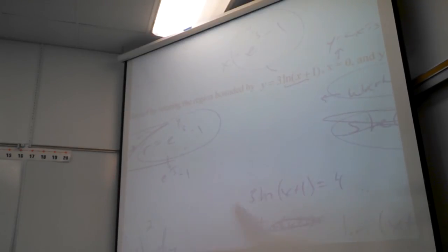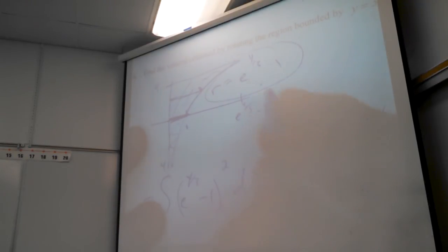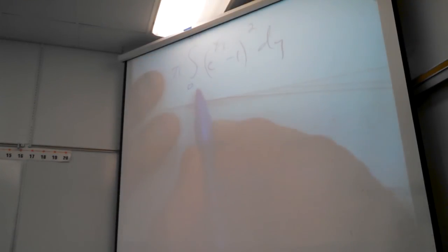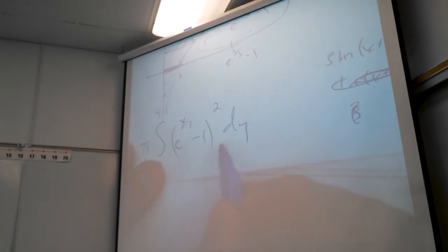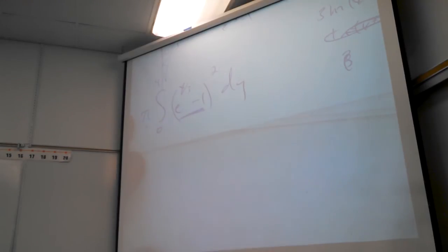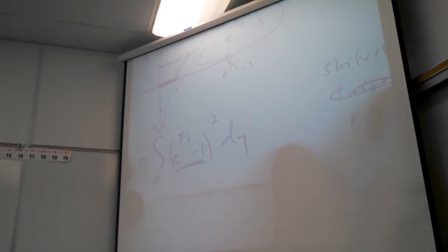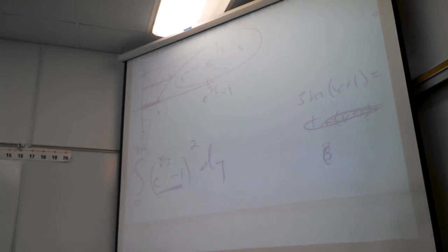Uh-oh. No reaction. Oh, well, too bad. We're out of time anyway. No time for reaction. And then here's how it looks set up. It'll be pi, 0 to 4, 0 to 4 on the y-axis. And then here's my radius, squared. So I FOIL that bad boy out. It still comes out to something I could totally integrate. E to the 2y over 3, right?